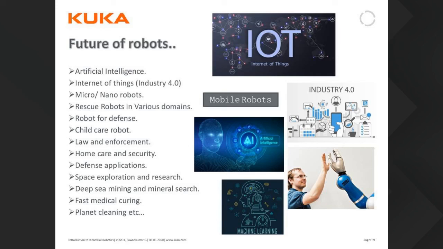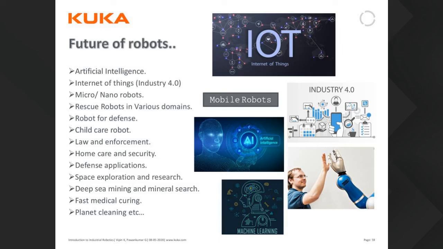Internet of Things is already established in some industrial environments. We call them Industry 4.0. Even KUKA supports are already enabled with Industry 4.0. Nano robots, rescue robots, robots for defense, child care robots, law enforcement, like replacing police, such applications are also going to be booming.